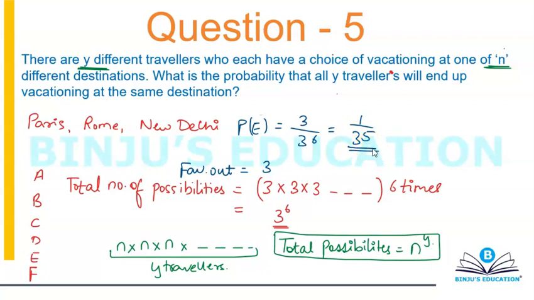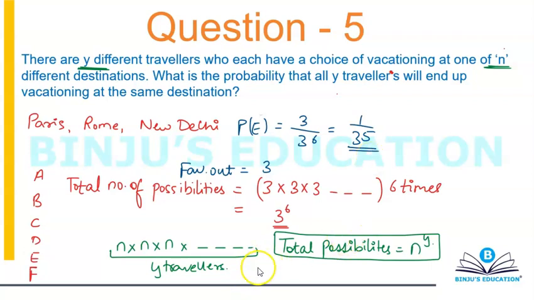Now if I use this concept for the actual question, with y different travelers and n different destinations, the point here is that it may happen that all y of them will go to the first destination, or all y of them will go to the second destination, then all y of them will go to the third destination, and so on and so forth. All y of them will go to the nth destination.